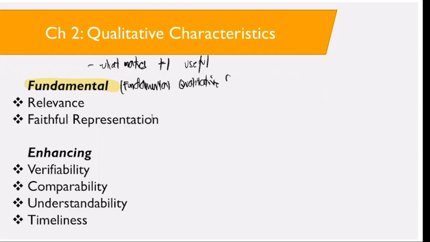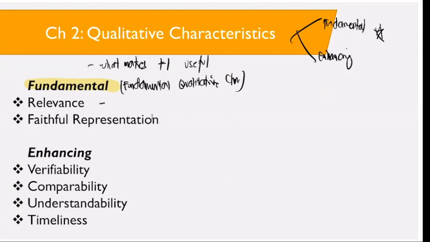Okay, so take note, your qualitative characteristics can be divided into two. We have your fundamental and we have your enhancing. What is important so that our financial information is useful? It must be fundamental. And what are the items of fundamental? The items of fundamental are relevance and faithful representation.